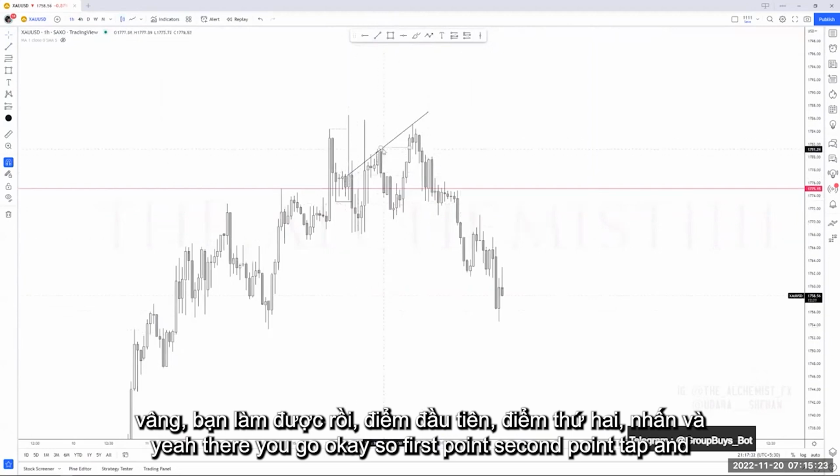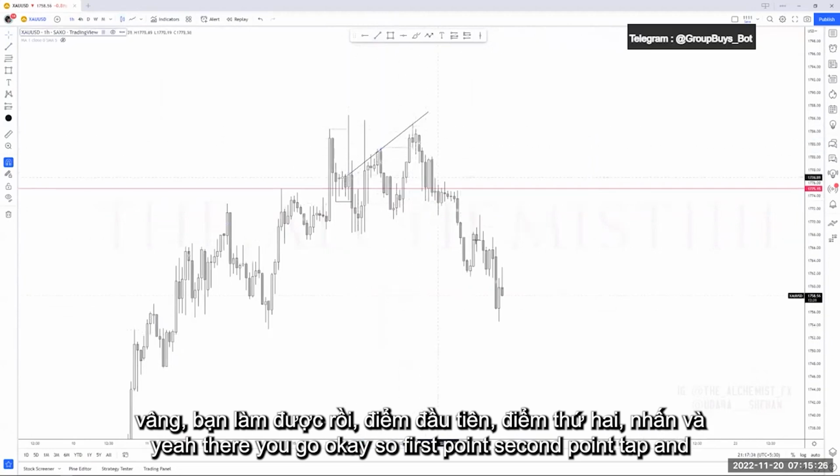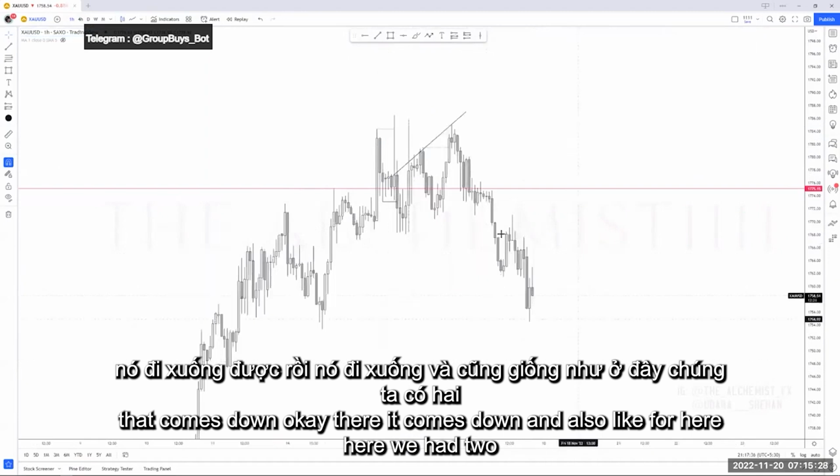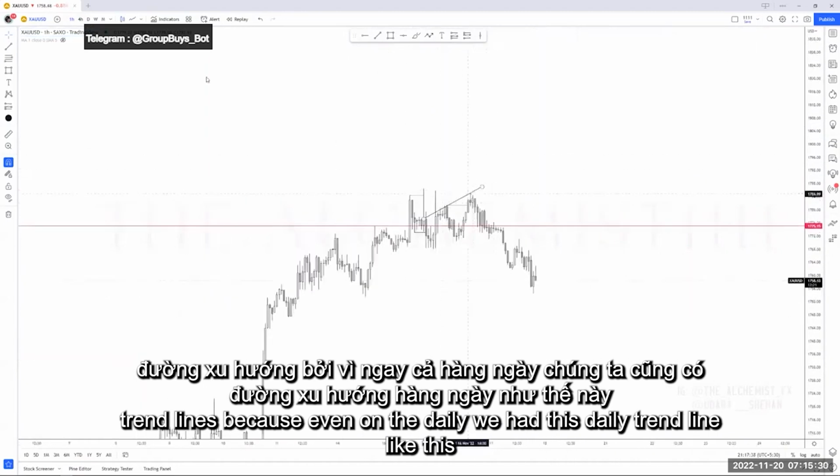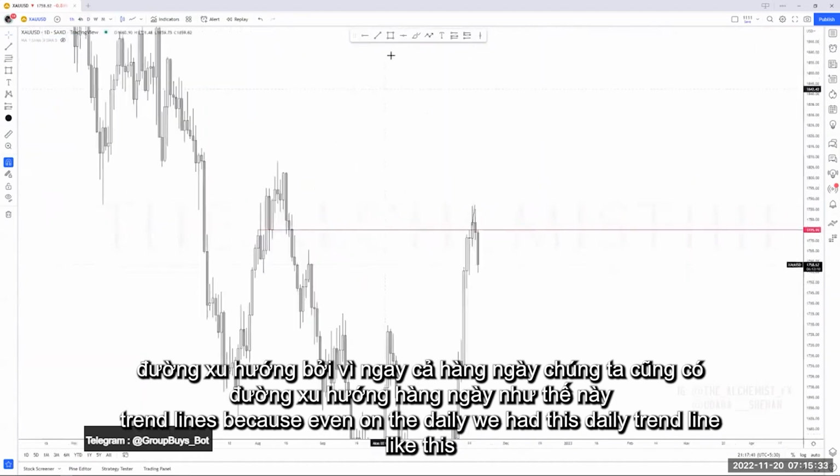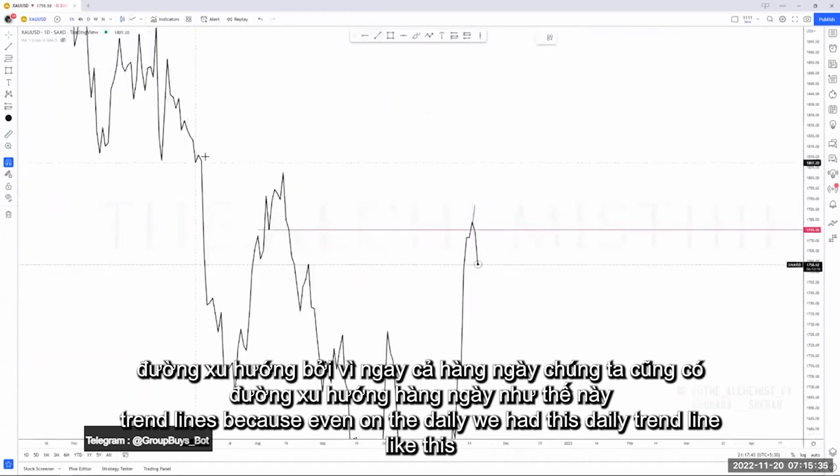First point, second point, taps, and there it comes down. Also, here we had two trend lines, because even on the daily, we had this daily trend line like this.